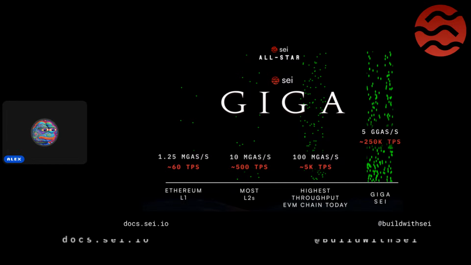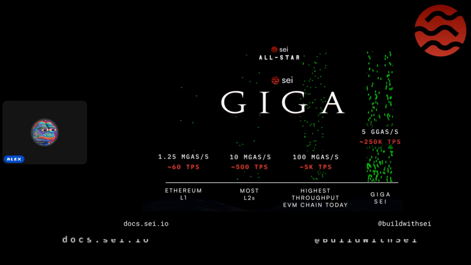Gas, in that sense, is just the normal gas unit that you know from Ethereum, right? So there's one gas unit. In the comparison that we have here, we're comparing the normal Ethereum L1, which is around 60 TPS or around 1.25 megagas per second. Then you go to most L2s, which have like 10 megagas per second, so around 500 transactions per second, assuming a normal EVM transaction, which is 21,000 gas units. And then we go into the more high throughput EVM chains today, which are like 100 megagas per second on mainnet.